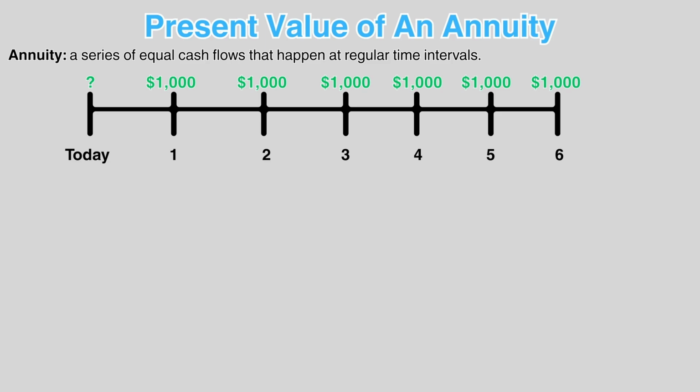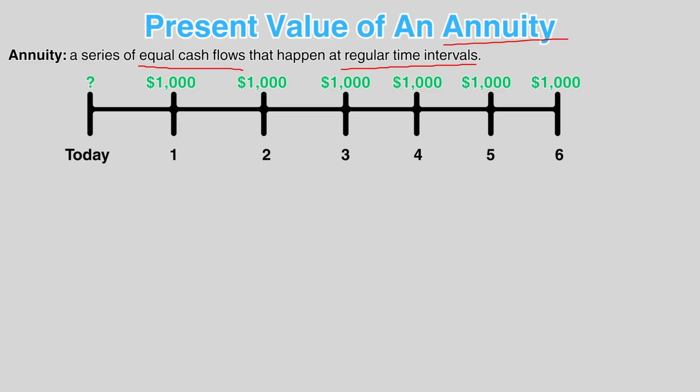Today we're going to be looking at finding the present value of an annuity. So an annuity is a series of equal cash flows that happen at regular time intervals. That is a simple, short definition, and for this video, that's all you need to think of an annuity as.